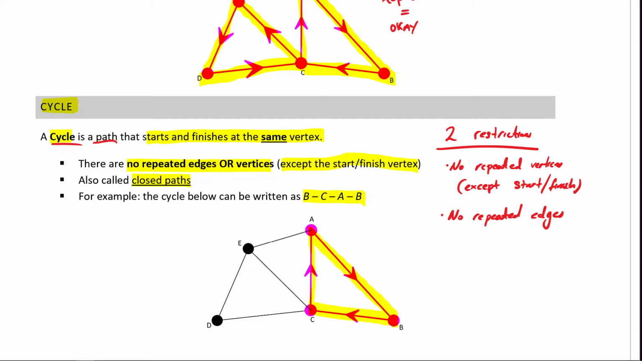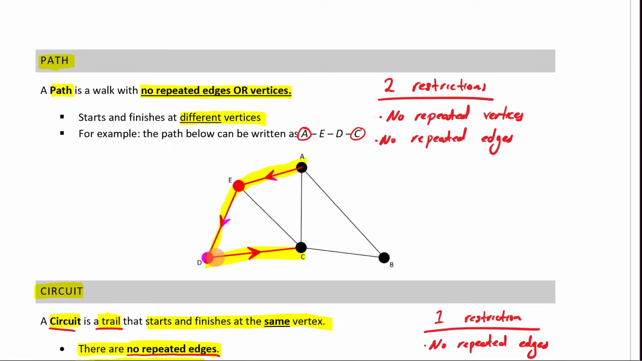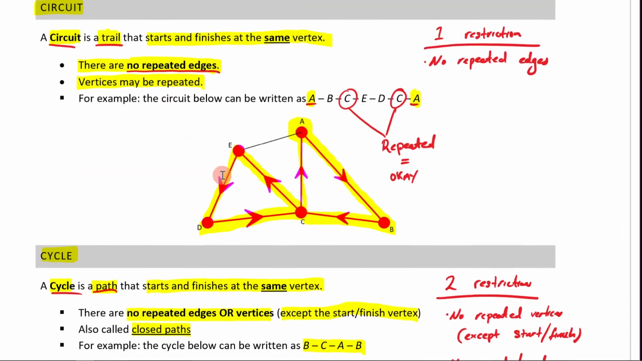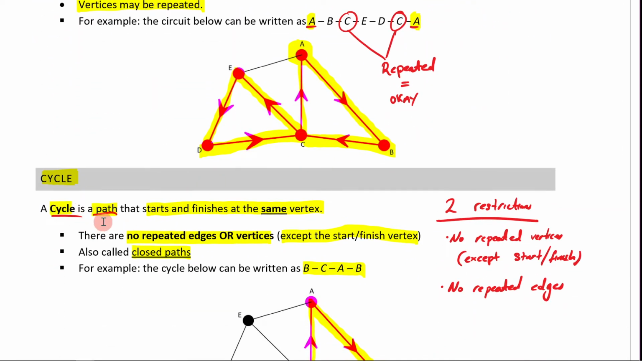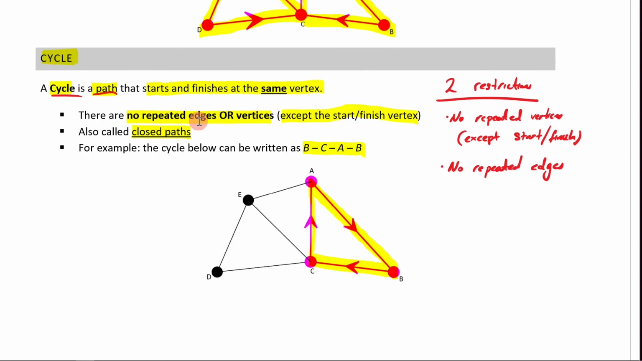And remember, our definition of a path, we come up here, our definition of a path was something with no repeated edges or vertices. So we can think of it as a cycle is a type of path, and that's why it has no repeated edges or vertices. When a circuit is a type of trail, so therefore it can't have any repeated edges, but it can have repeated vertices. All a bit much to get your head around, but it's not that bad.